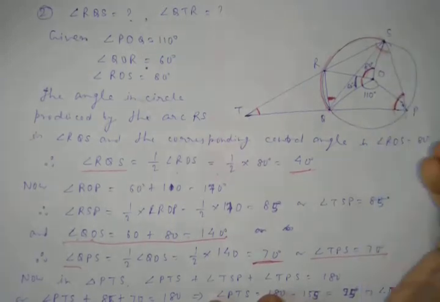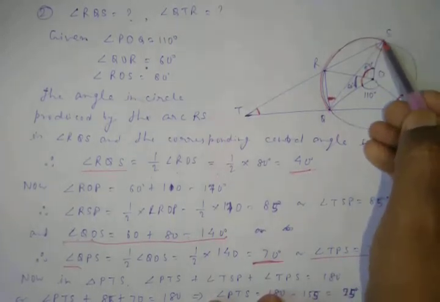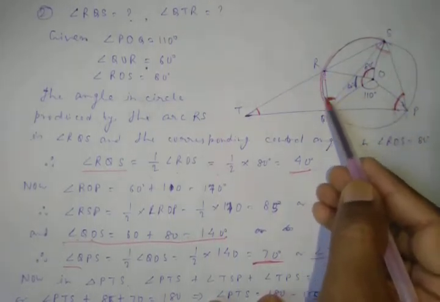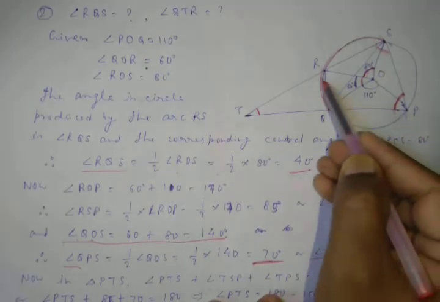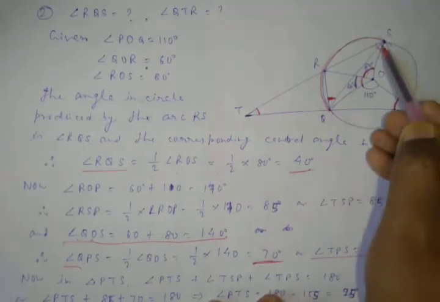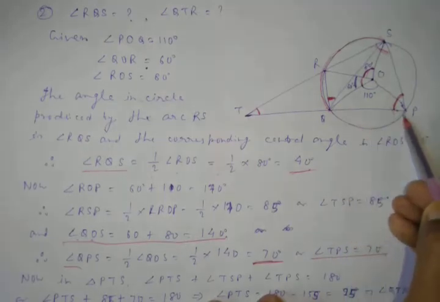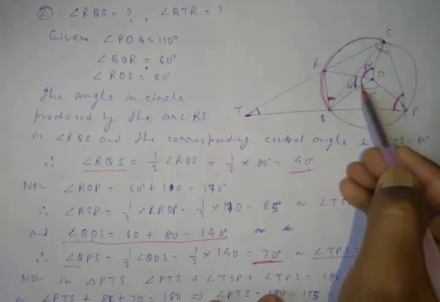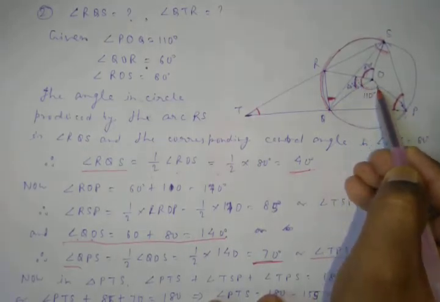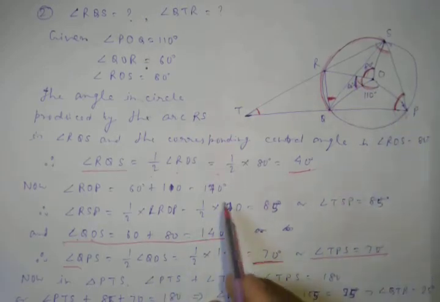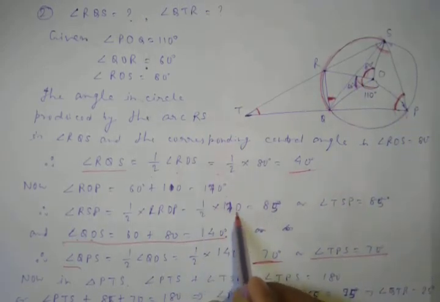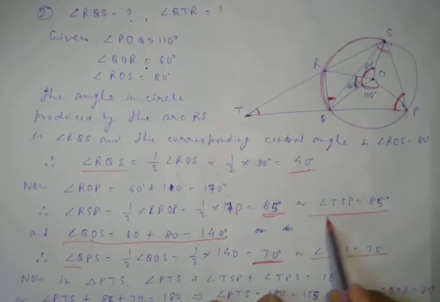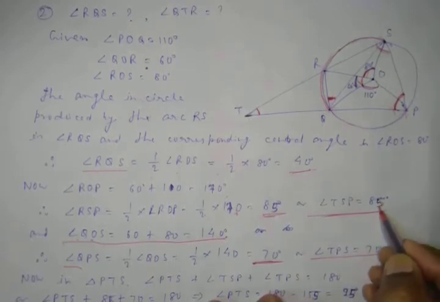Again, these are the two sides, that is this whole segment. This segment subtends this angle, and the same segment subtends this angle here, that is 60 plus 110. So it will be 170, and then half into 170 will be 85 degrees. So angle TPS will be equal to 85 degrees. This is 85 degrees here.